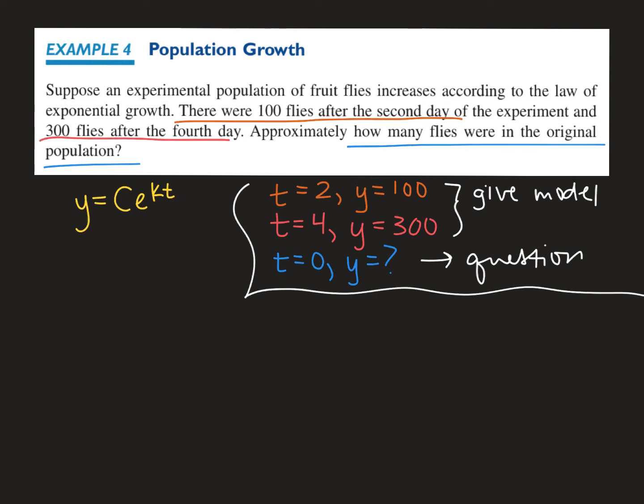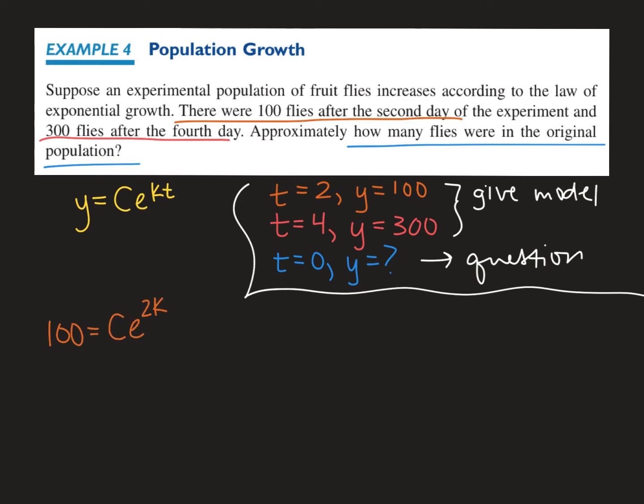All right, let's get to it. Again, this one's a little different. I can't just find C right off the bat. So I'm going to do some plugging in here. I'm going to actually have two equations. So instead of y equals, I'm going to have 100 equals C e to the 2k using that first initial condition.